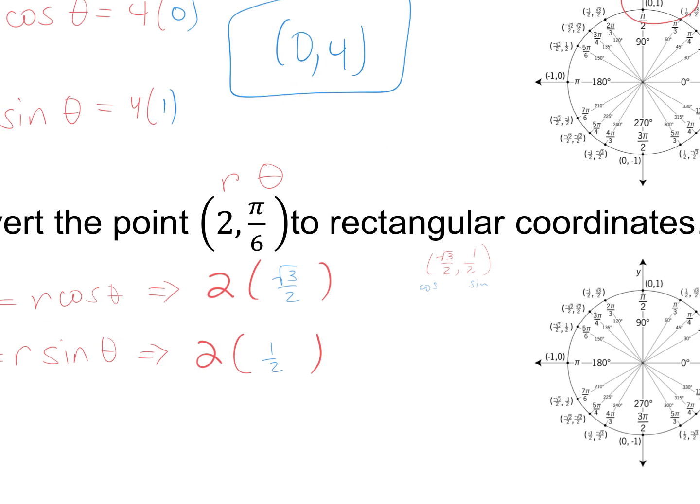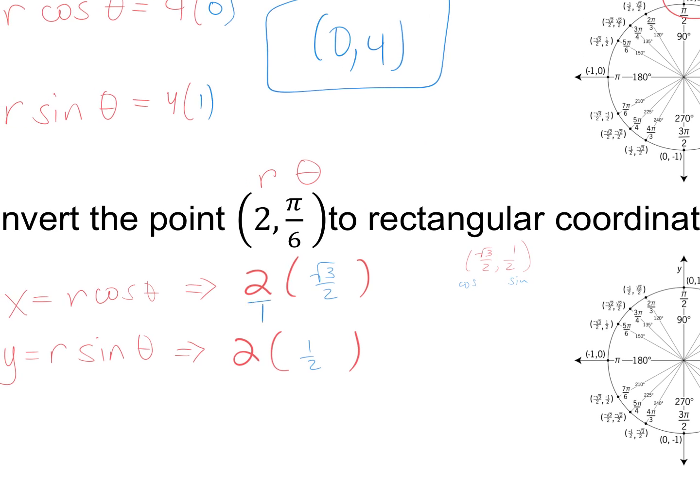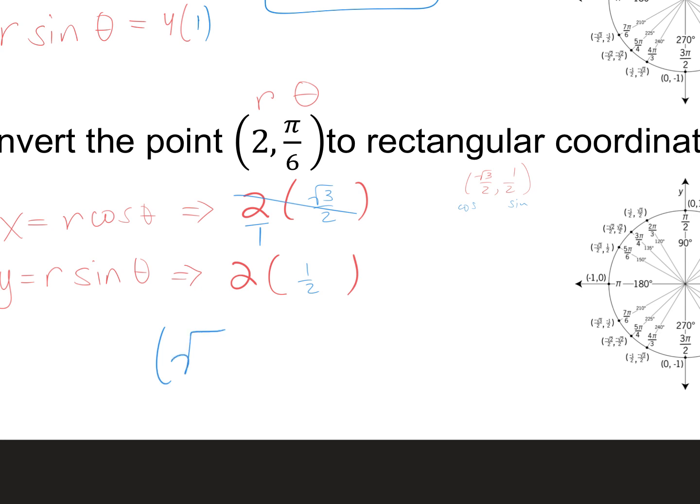And then algebraically, what does this become? Well, this is 2 over 1. So what's 2 root 3 divided by 2? What happens to your 2's here? They cancel out, so you have the square root of 3, comma. What's 2 times 1/2? 1. And there is your point.